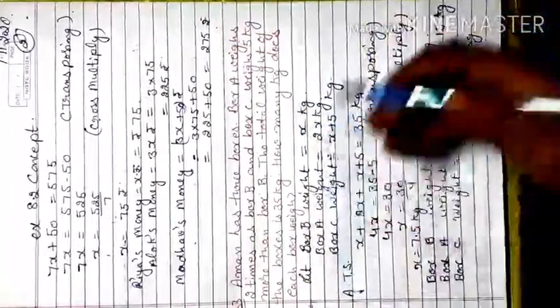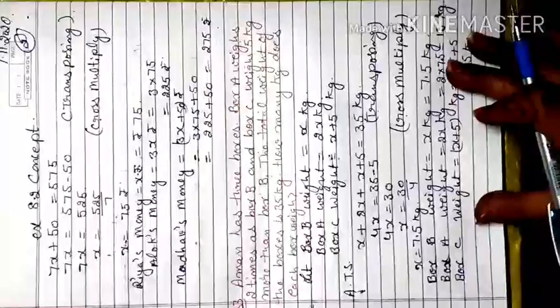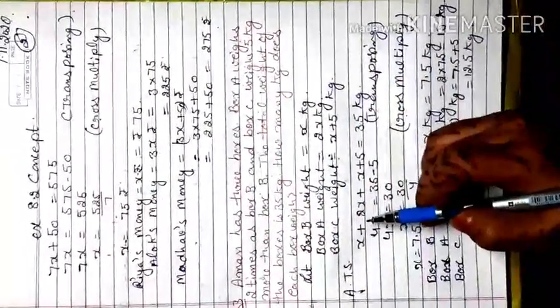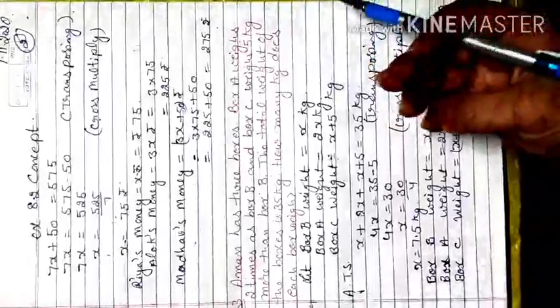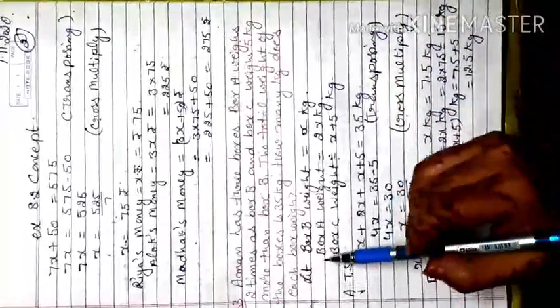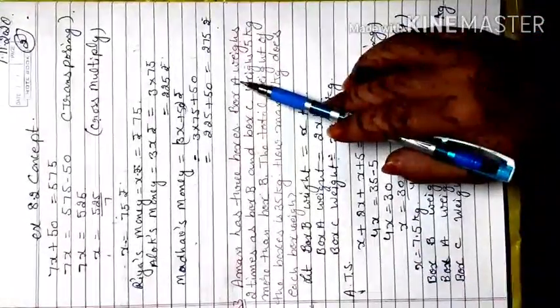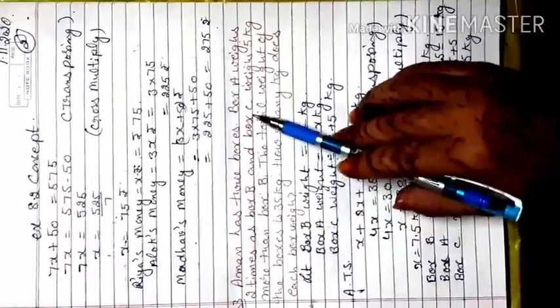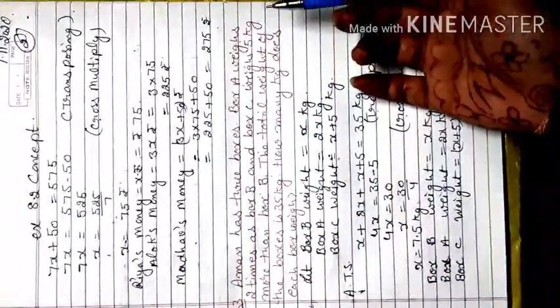How many kg does each box weigh? In this case, I just read the statement and translate it one by one. Aman has 3 boxes A, B and C. It is given that A is 2 times B, and C is 5 kg more than B.